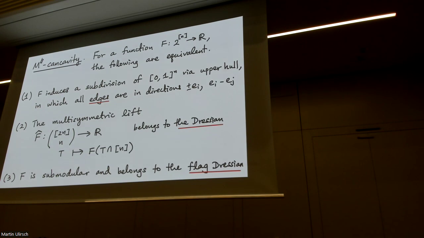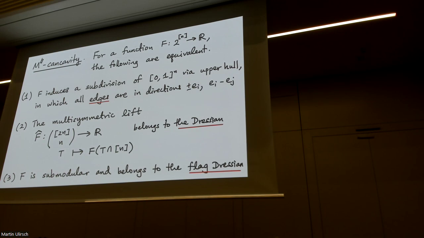So now, without representability yet, these are different ways to understand M-natural concave functions. One way is that on a cube, you look at the lift into the next dimension and look at the upper convex hull, and the edge directions are in the cube directions, or these matrix directions. So this is one definition of M-natural concave function.